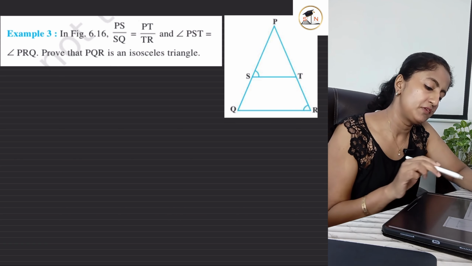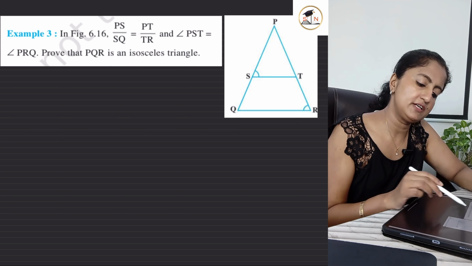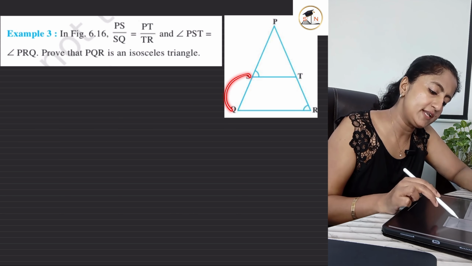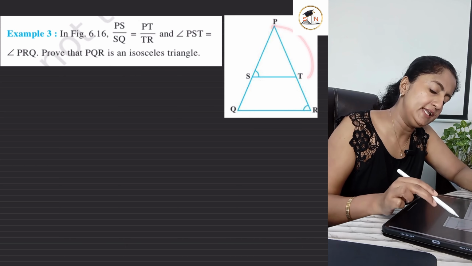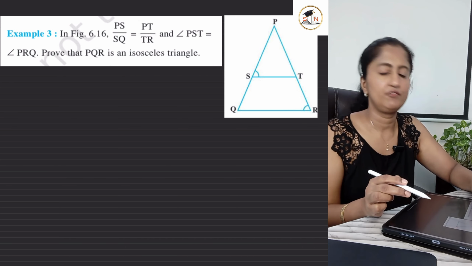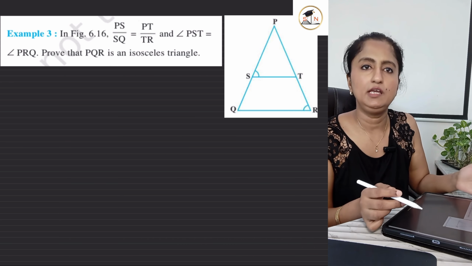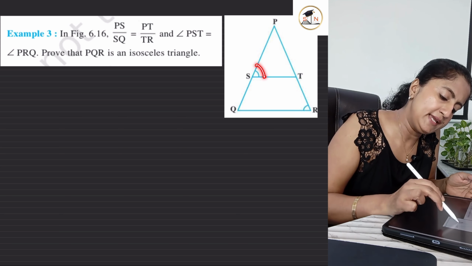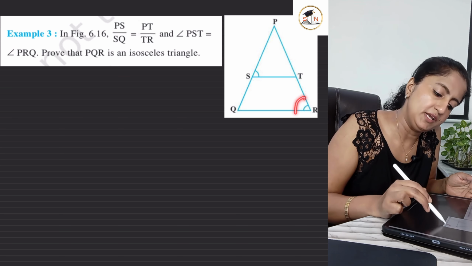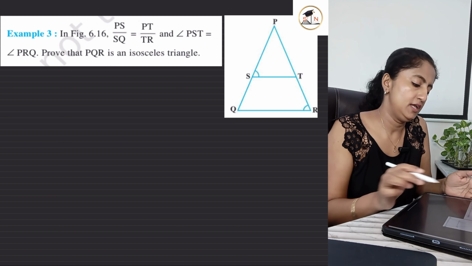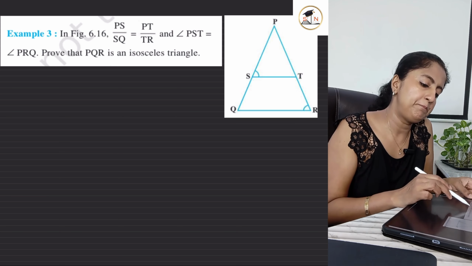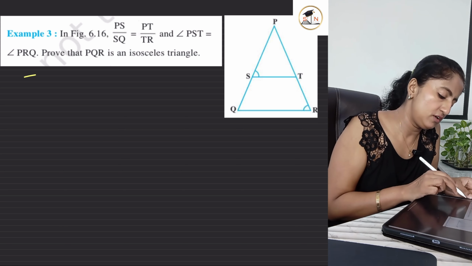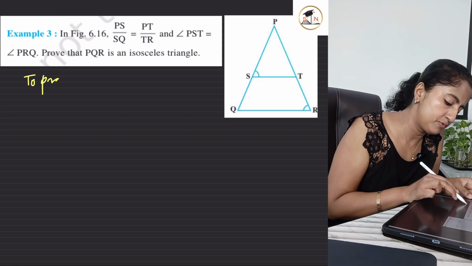Now, what are we given over here? In figure 6.16, we have PS over SQ equals PT over TR. We are given that the ratio is equal, and we are also told that angle PST equals angle PRQ. We are supposed to prove that PQR is an isosceles triangle. So first of all, we will write what is to prove.